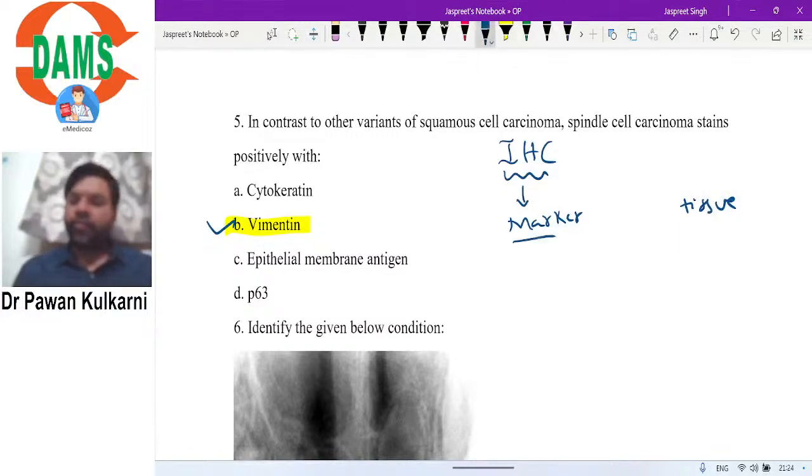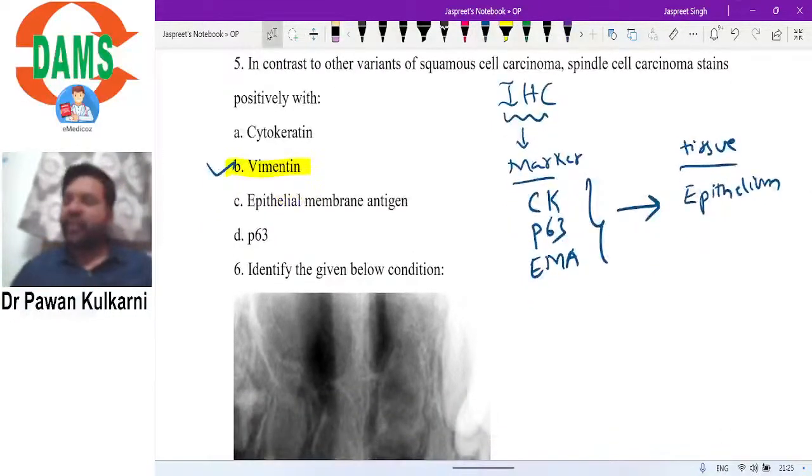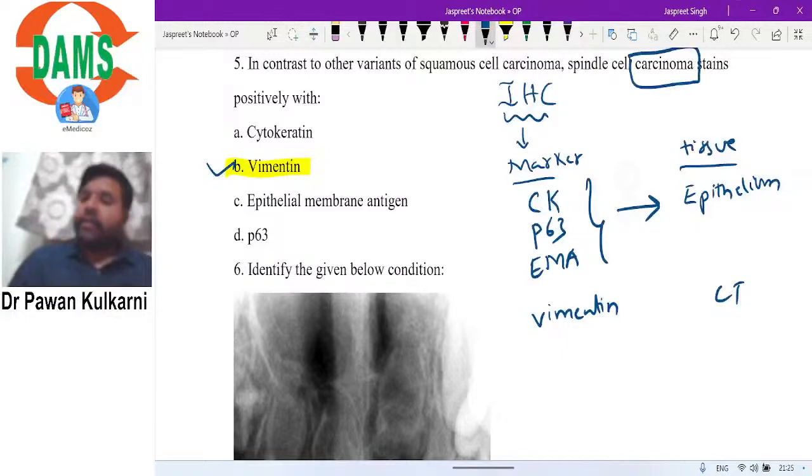For example, for epithelium, what are the markers? Markers are cytokeratin, P63, and epithelial membrane antigen, EMA. All three are epithelial markers. Whereas for connective tissue, we have a marker called vimentin. Now comes the question: why is a carcinoma, which means malignancy arising from epithelium, showing connective tissue marker positivity?